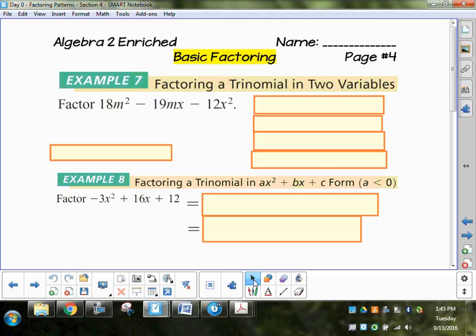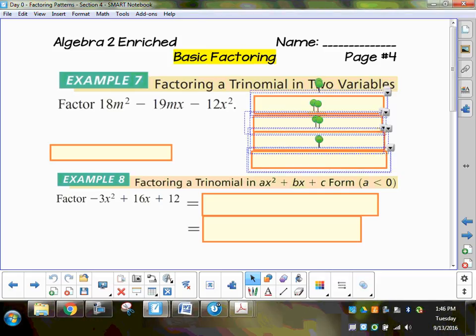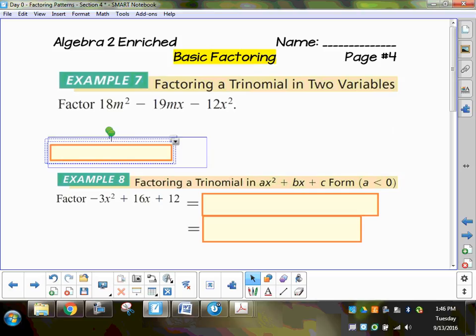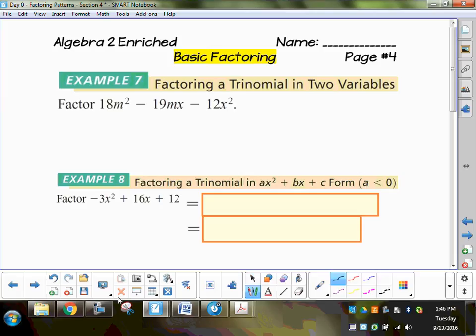So let me do this first. Get rid of this and this. Okay. Now, you have to view these operations of foiling and factoring as ones that are interchangeable. Looking at what's there, I need to build up what this does, example 7. Is there a GCF in example 7? Is there a GCF in 18m squared minus 19mx plus 12x squared? There you go.